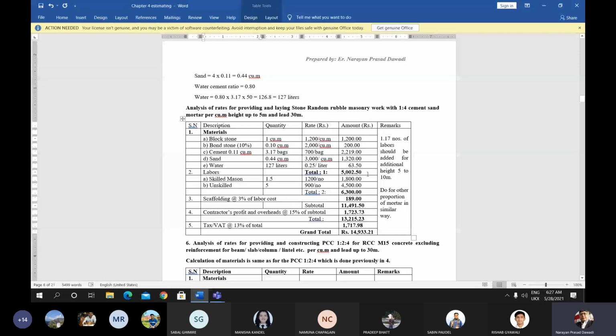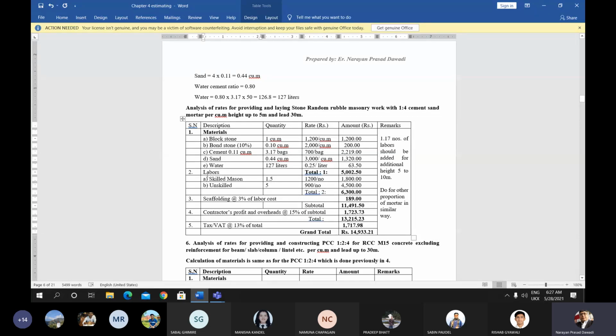Now add all the amounts of these materials, and you will get the total amount for the material as 5002 rupees 50 paisa for the brick work. Now for the brick work, the labor required are the mason as well as the unskilled manpower. Skilled manpower is mason, unskilled is the helper.